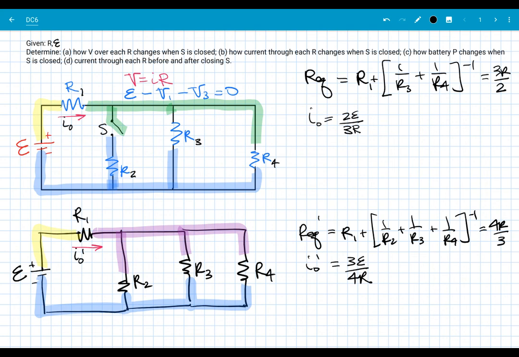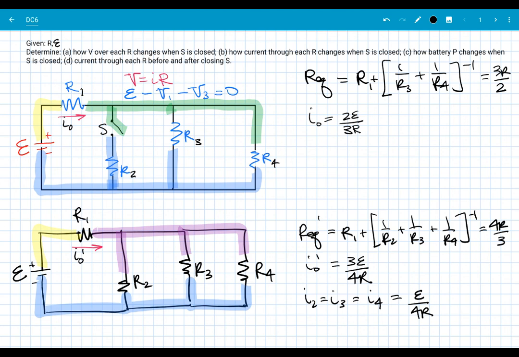So that'll be the current through R1. That's the battery current. For the lower case, the bottom case here with the switch closed, that current is going to split evenly into these three branches. So that'll be any of the other currents here, I2, I3, and I4, they're all going to be the same in this problem because the resistors are identical. They're just going to be 1/3 of I naught prime. So that's just going to be E/4R there. Those are all those currents.